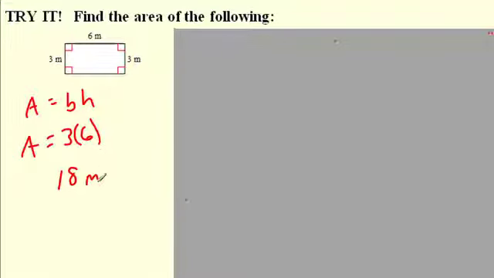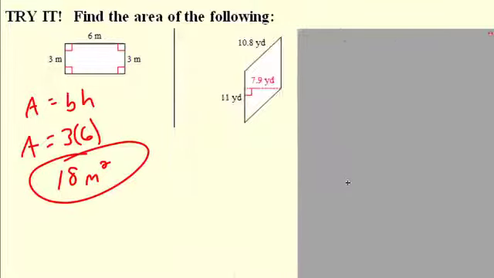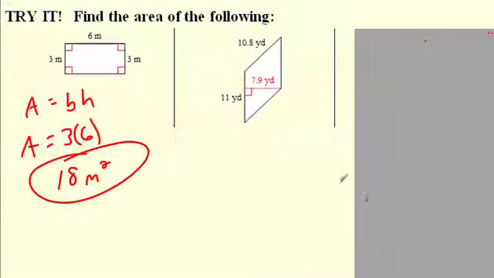Let's try some. Make sure we're good with this. So I'm doing base times height, and this is a rectangle, so this is going to be 3 times 6. Just make sure you label everything. So this is what? This is 18 meters squared. So we've got to put that label in there, especially on math checks and whatnot, or else we're not going to count it. Make sure you have it in there.